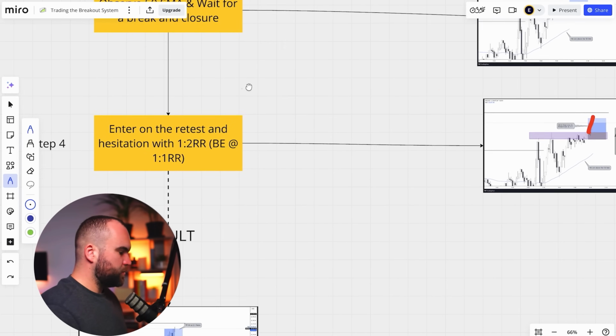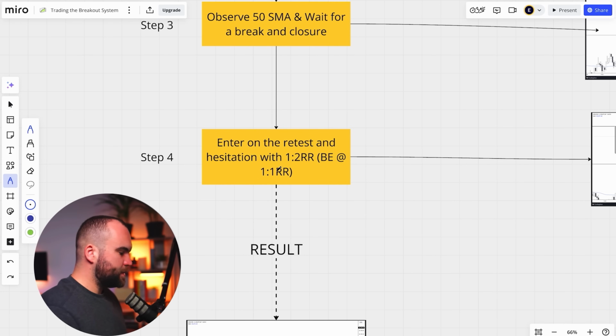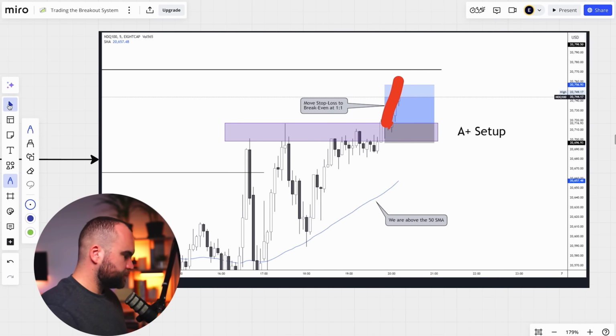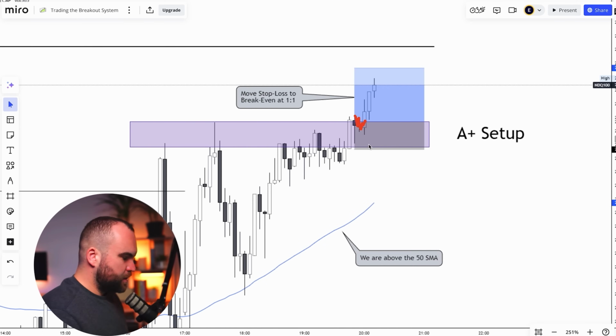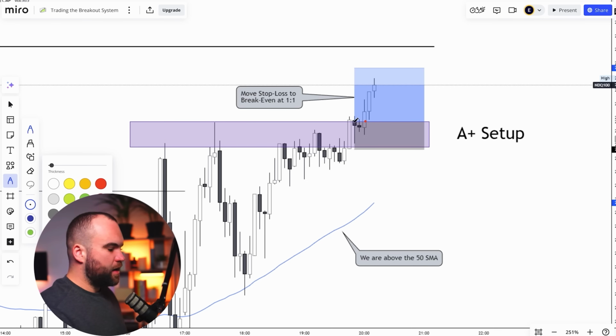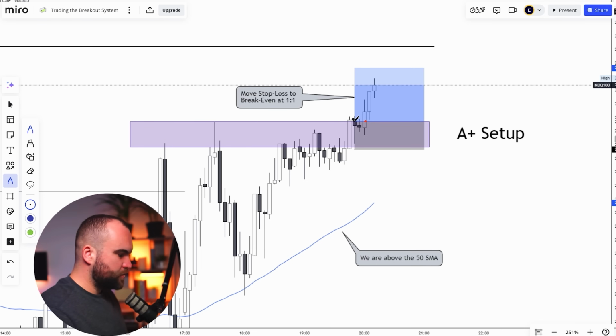We then are ready to go on to step 4, and that is entering on the retest and waiting for price to hesitate at the zone that we have selected. Okay, we use a 1-to-2 risk reward ratio and we go break even at 1-to-1. So in this example, you can see price then broke out here. It then started retesting and hesitating. Again, this is the 5-minute time frame, so you can't see the hesitation that happened during live market. But price essentially would have just come back to the zone and started to pause for a little bit here.